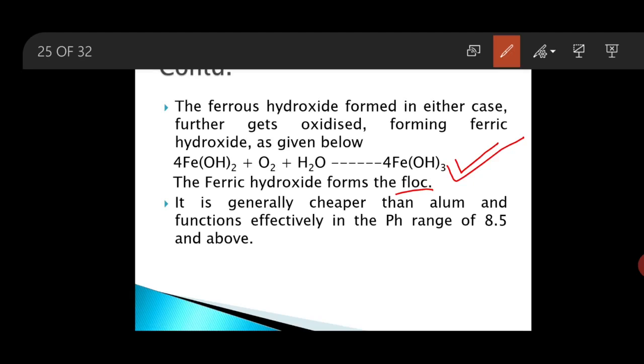So copperas is extensively used as a coagulant for raw water that is not colored. It is generally cheaper than alum and functions effectively in the pH range of 8.5 and above. For colored raw water, it is not used as it does not give satisfactory results. And the dose of copperas required is almost the same as that of alum.